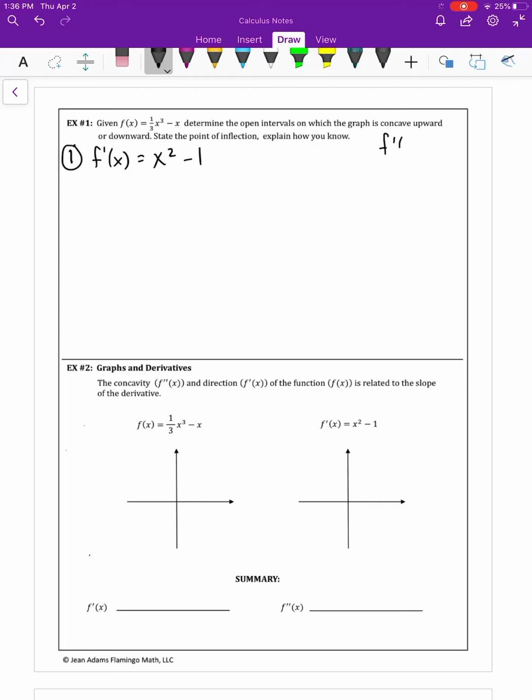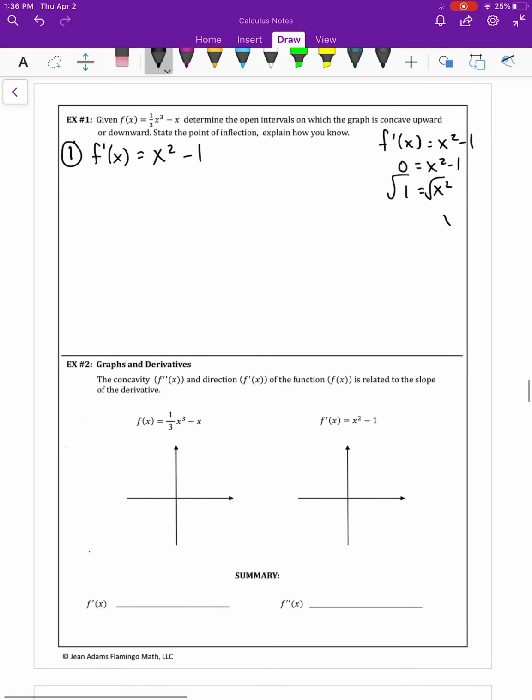Now remember, we're just going to do this over to the side and set it equal to 0. And I guess you could move that 1 over, you could factor it. If you take the square root of both sides, you have to remember plus or minus. These would be your critical points for your first derivative, right? So I'm going to put critical points for first deriv.